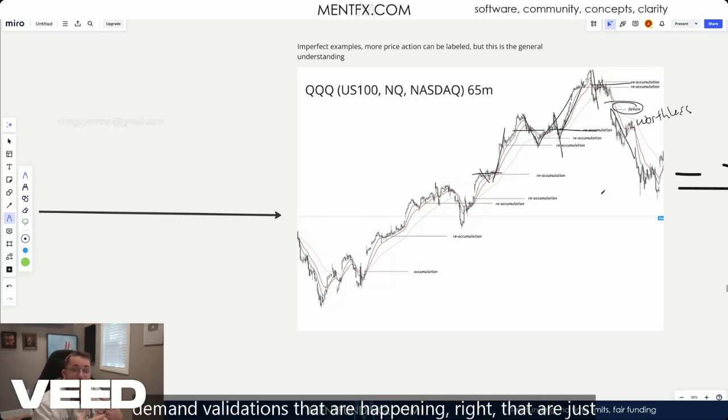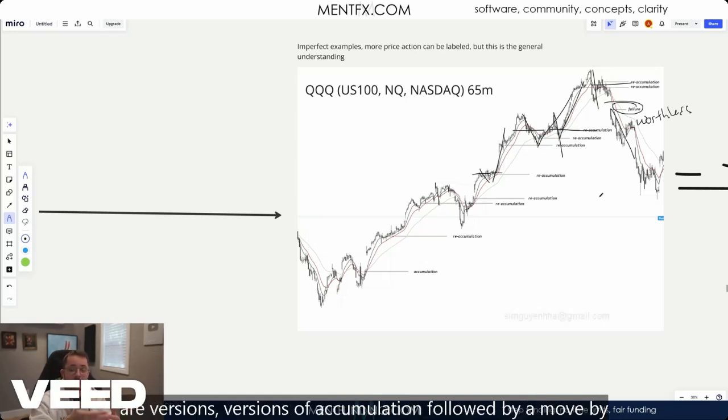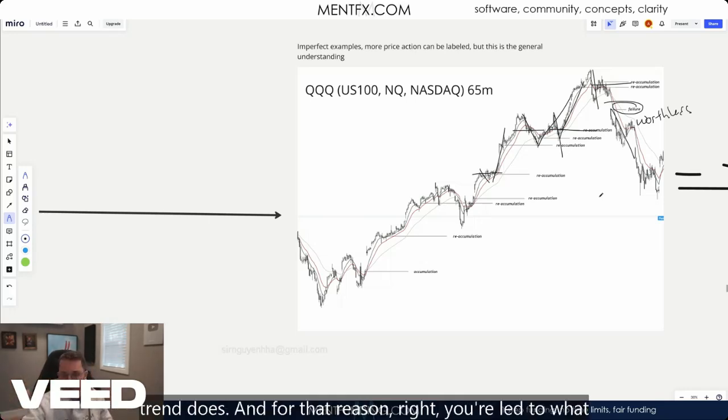The fact that these demand validations that are happening, right, that are just kind of random now, where are the demand validations happening? How are they occurring? What are they doing? To now the next step, which is that these demand validations are versions of accumulation followed by a move, by flush outs, reaccumulations followed by a move over and over and over again, because it's a trend, until the trend inevitably fails, because it will eventually fail. Every trend does.